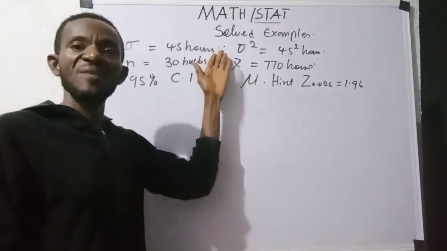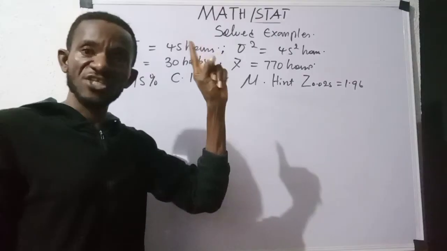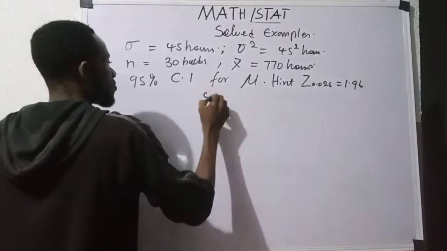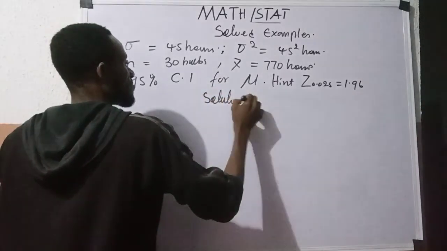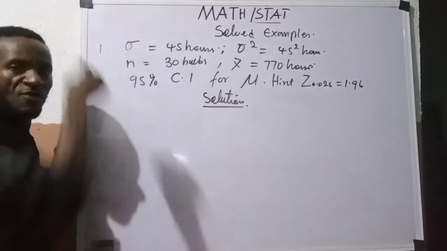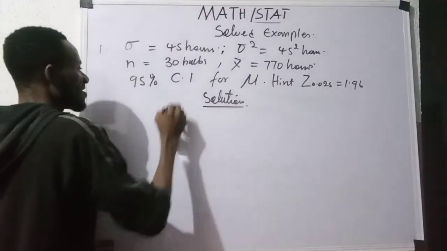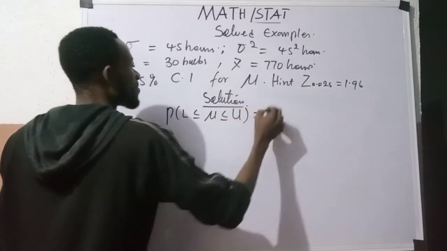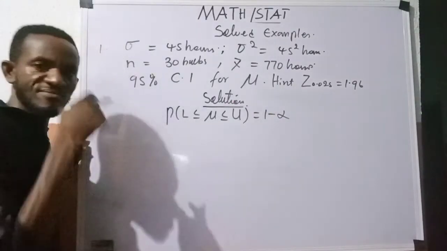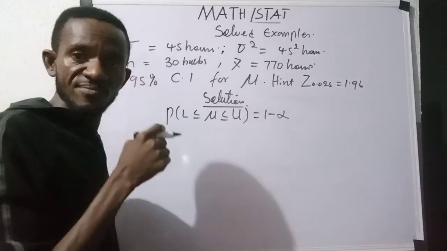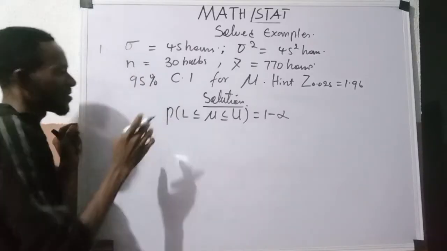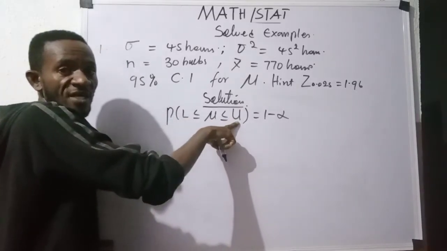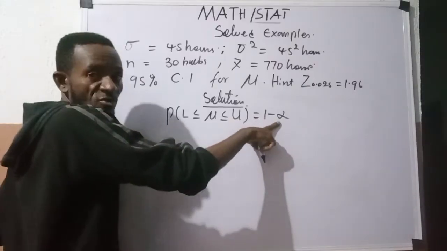So I'm going to solve this problem now using the first condition. As a way of solving it, I now have the solution. My interest here still remains in the probability that L is less than or equal to mu, less than or equal to U, which will give me 1 minus alpha. Now, my interest is: what is going to be the value of L and the value of U, such that I will have this probability?